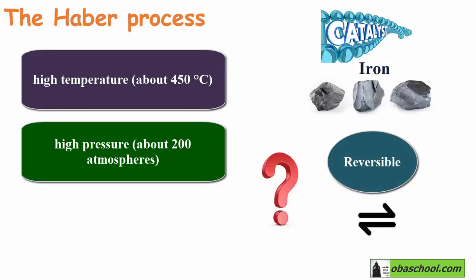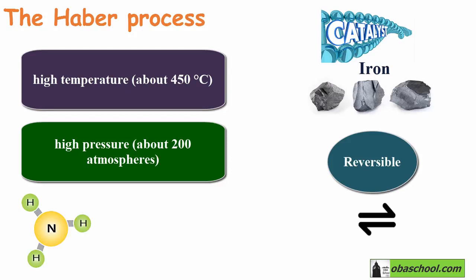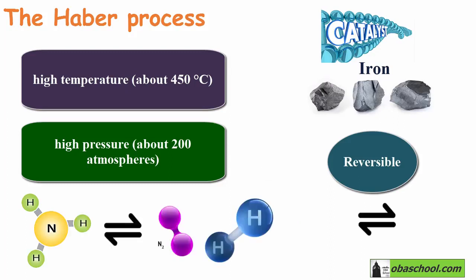What does a reversible reaction mean? Excellent. This means that the ammonia gas produced will break down again into nitrogen and hydrogen. So at any time of the reaction, we will have nitrogen, hydrogen, and ammonia.